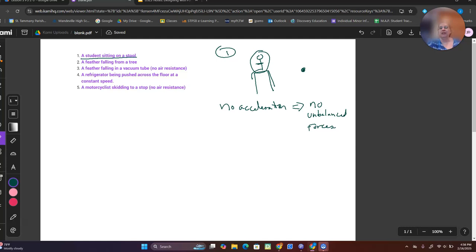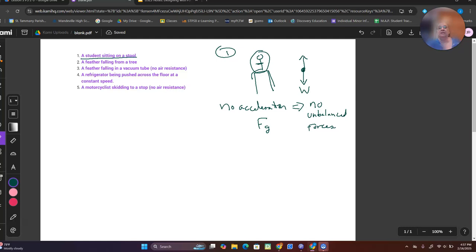Well, the student is an object that has mass, so we know that there is a gravitational force. So we can represent that as weight, or we could represent that as Fg to represent the gravitational force. So that is one force acting on the student. But that can't be the only force acting on the student, otherwise the student would be accelerating and falling to the ground. So there has to be some force equal in size but opposite in direction in order to balance out the force of the weight.